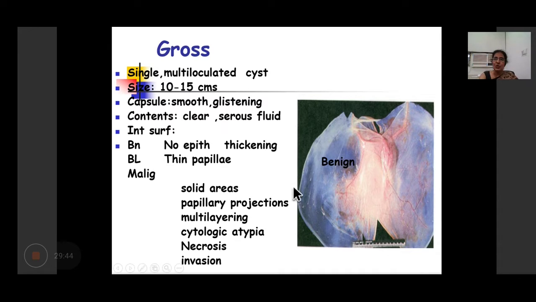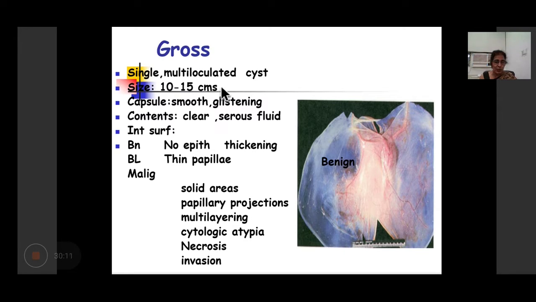So what does the benign tumor look like? A benign tumor looks like a simple uniloculated cyst. Very uncommonly, it may be multiloculated, but it will become large in size. It will be filled with a thin, clear fluid-like content. So that is why it is called the serous tumor or serous fluid. The capsule is smooth and glistening. It may become 10 to 15 centimeters in size.